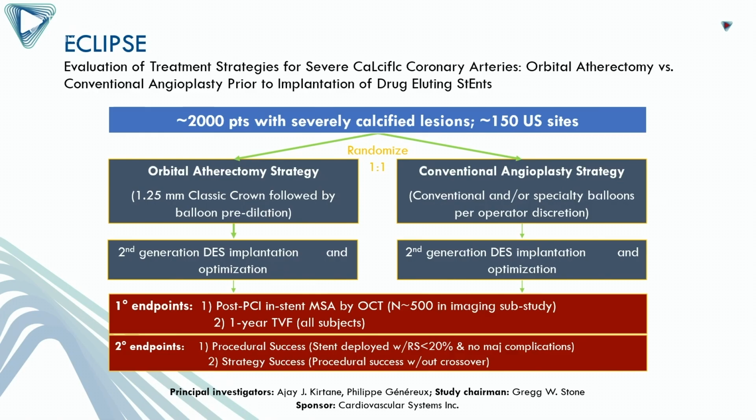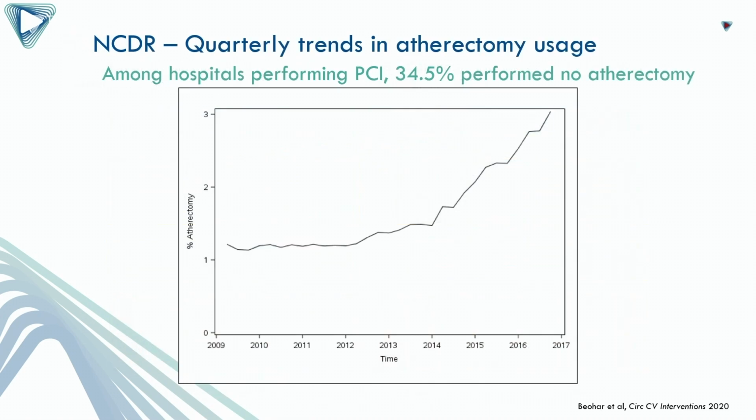We are doing the Eclipse trial. Roxana spoke about it briefly. It's a 2,000 patient randomized trial looking at a balloon-based strategy versus an orbital atherectomy-based strategy prior to DES implantation. There will be endpoints that include not only OCT-based MSA, but also late clinical events to hopefully show benefit of orbital atherectomy in this particular lesion subset of patients with severe calcification.